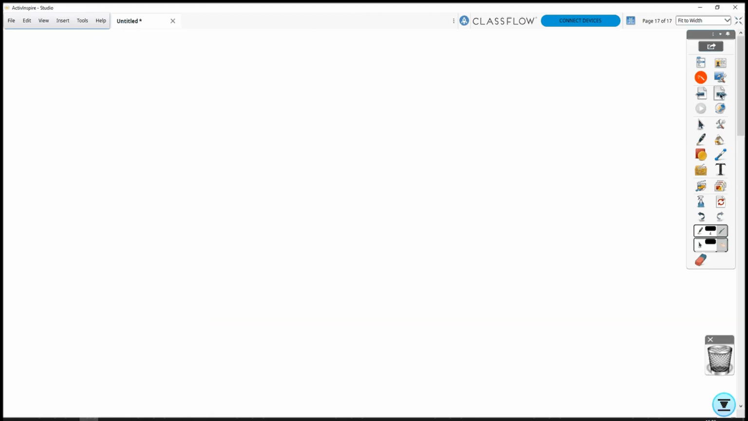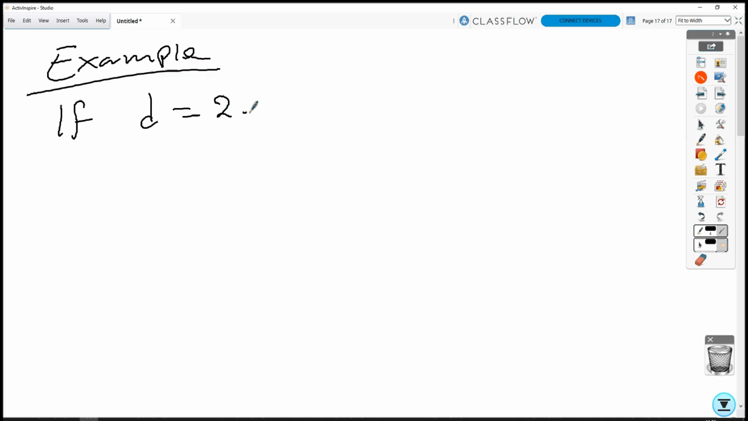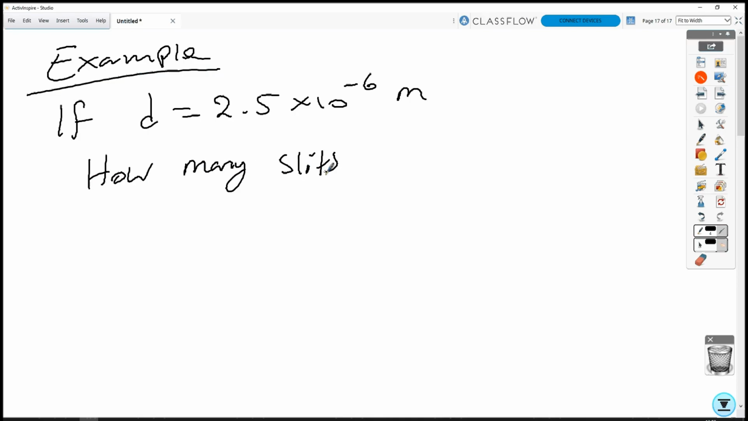Okay, start a new page. We'll do a couple of examples. So if D is equal to 2.5 times 10 to the minus 6 meters, how many slits are there per millimeter?